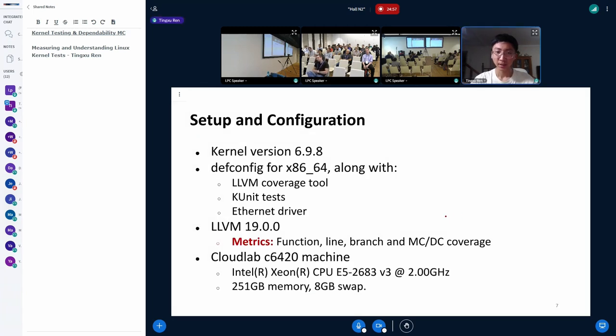Here is the setup and configuration of our work. All the measurements are done in kernel version 6.9.8, and we are using the default configuration for x86, along with some modules for LLVM coverage measurements, KUnit, and also an Ethernet driver. We are using LLVM 19 to measure the coverage, and we are using metrics including function, line, branch, and MCDC coverage. And all the experiments are done on physical machines of CloudLab.